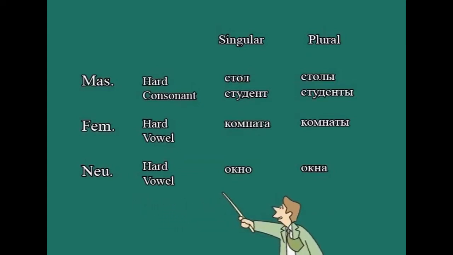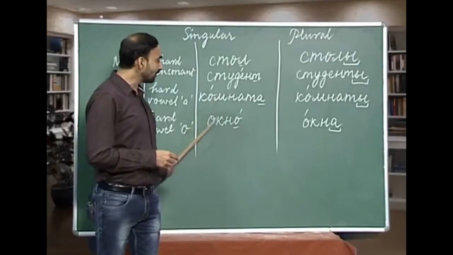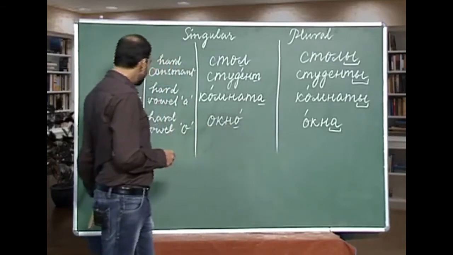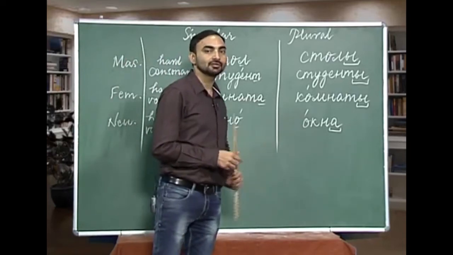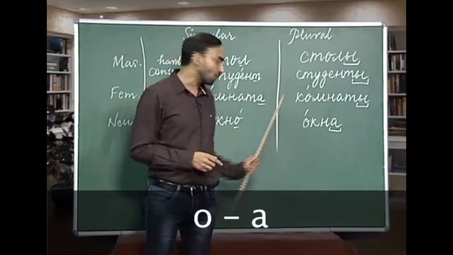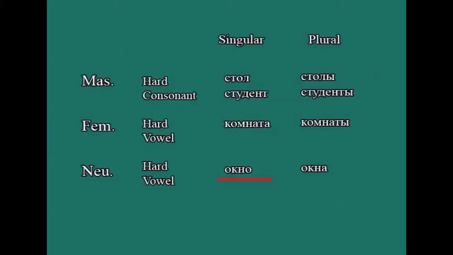Okay, the next I have written some neuter gender nouns with hard vowel O. For example, akno. Akno is window. Akno ends with the hard vowel O. That is why it is a neuter gender noun. So, what will be the plural of akno? With neuter gender nouns, we replace O, which is the ending, with hard vowel A. So, plural of akno, window, will be okna, which is windows.